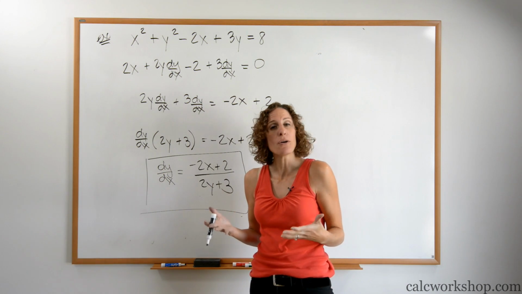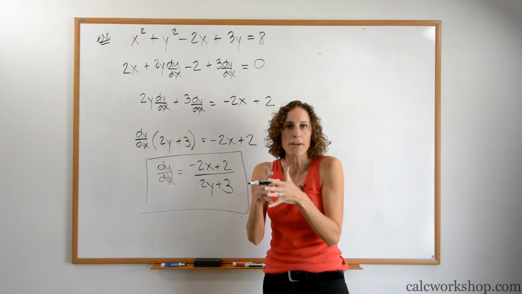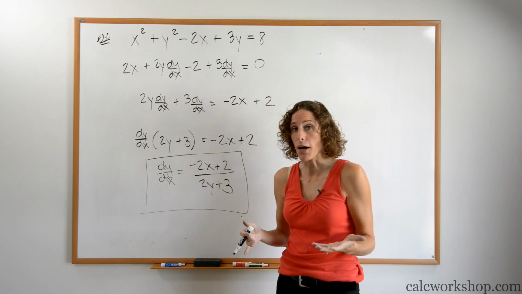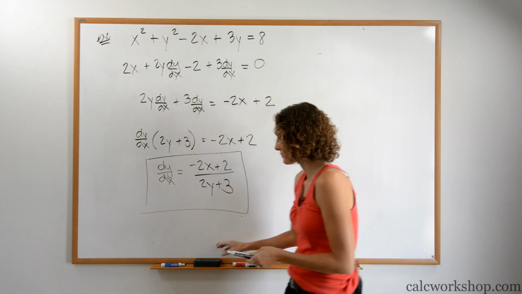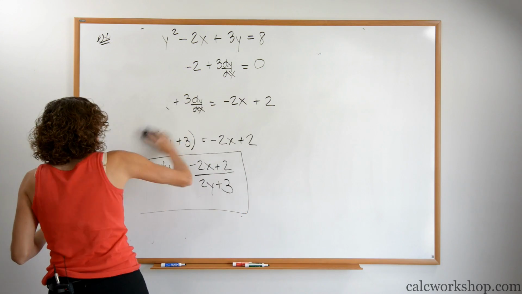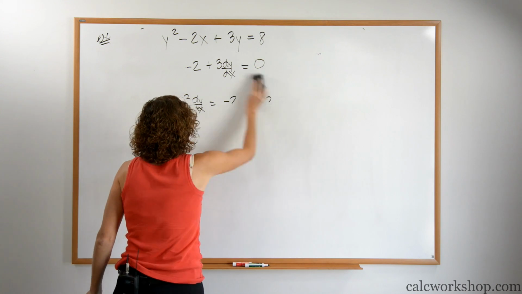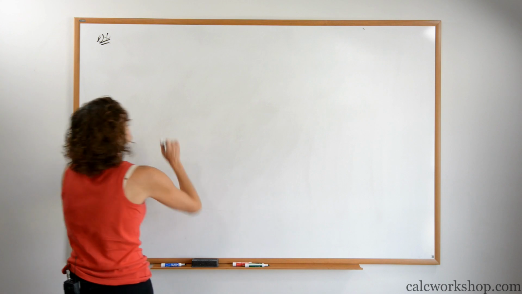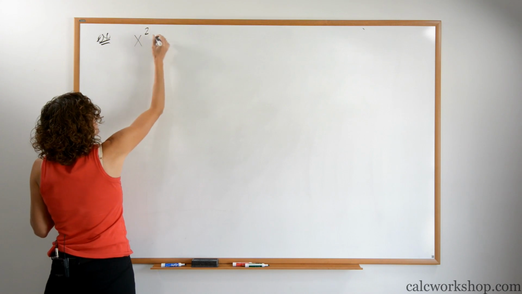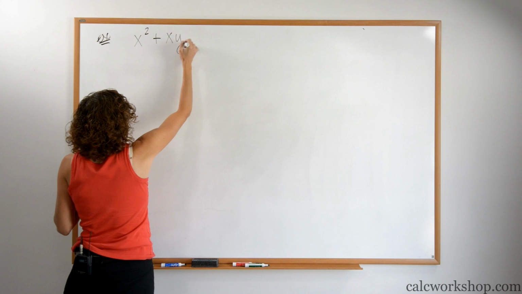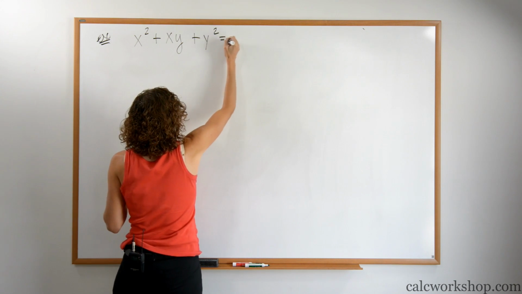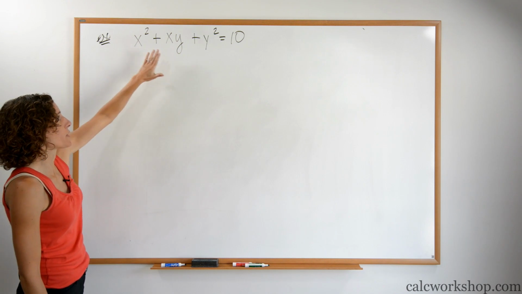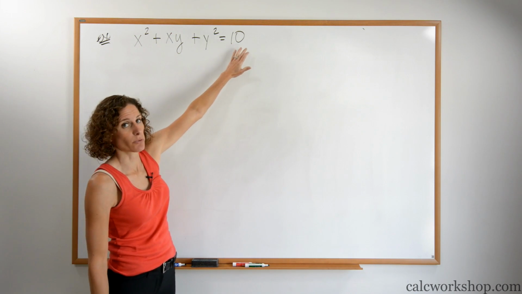So how can we make this harder? When we start mixing in product rules, quotient rules, chain rules. So let's look at a product rule with x and y. Okay, what we have is x squared plus xy plus y squared equals 10.